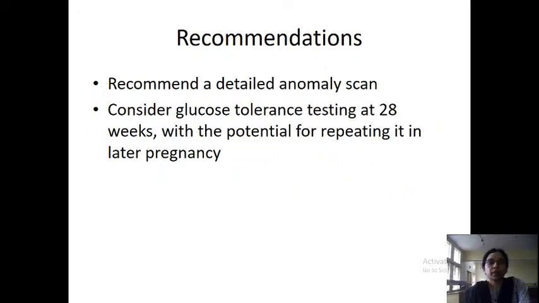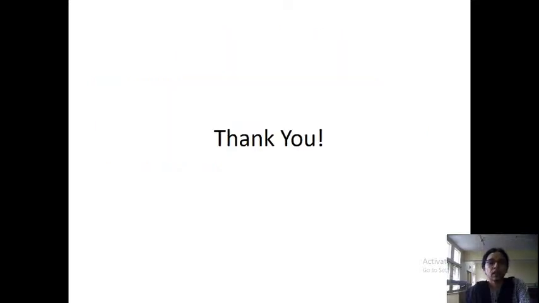And then again, because of the congenital anomalies that we see more often in these women, a detailed anomaly scan should be advised so that we can detect whatever anomalies these women are prone to. And ideally, glucose tolerance testing at the booking itself, and if it is negative at the time of booking, we should consider glucose tolerance testing at 28 weeks, with the potential for repeating it in later pregnancy even if it is negative at 28 weeks of gestation. So these women should always be screened for diabetes at regular intervals, even though they turn out to be negative at the booking visit and at 28 weeks. So this is just about obesity in pregnancy. Okay, thank you.